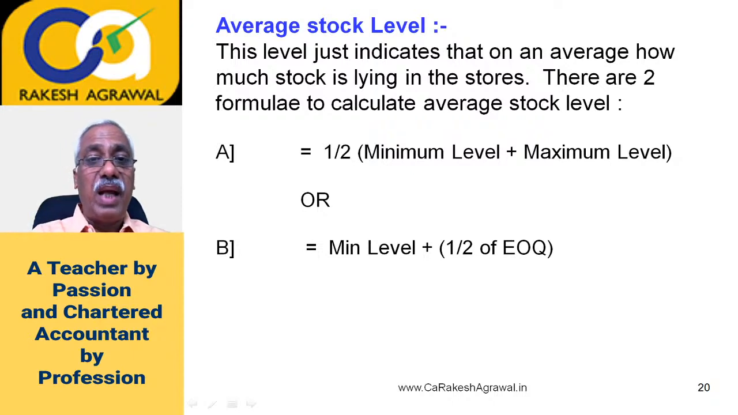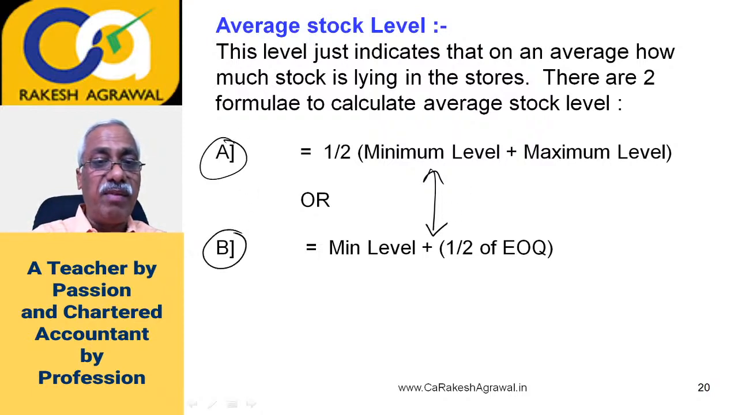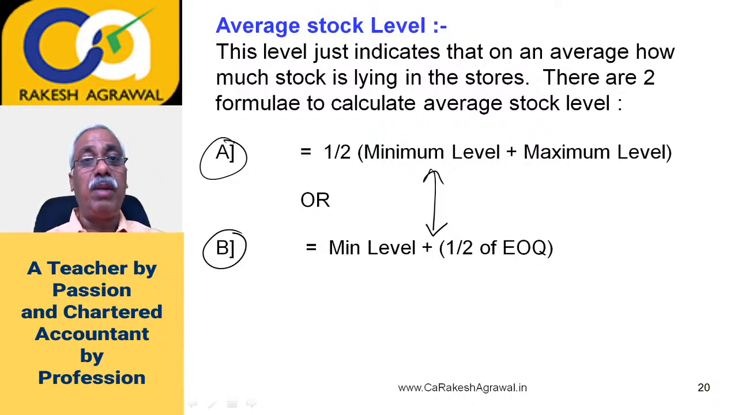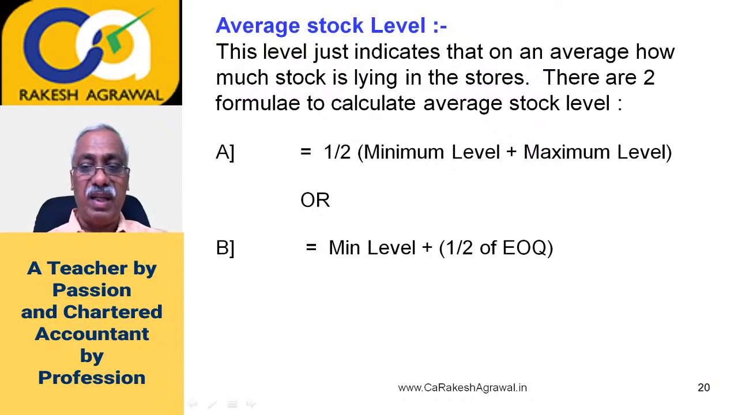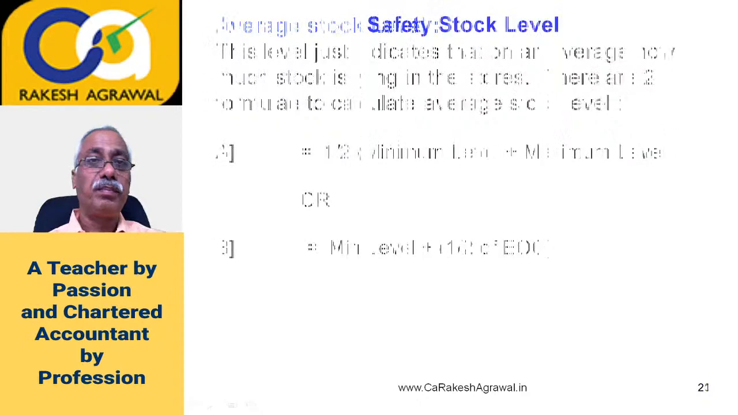Now please remember, the answers of both these formulas may not tally. It means you will get a different answer using formula A and a different answer using formula B. It may not always be equal. So the question is what we should do in the exam. My suggestion is to give both answers. Use both formulas of average stock level if they ask: half of minimum plus maximum level, and one more answer, minimum level plus half of EOQ. So you are on the safer side if you write both answers.